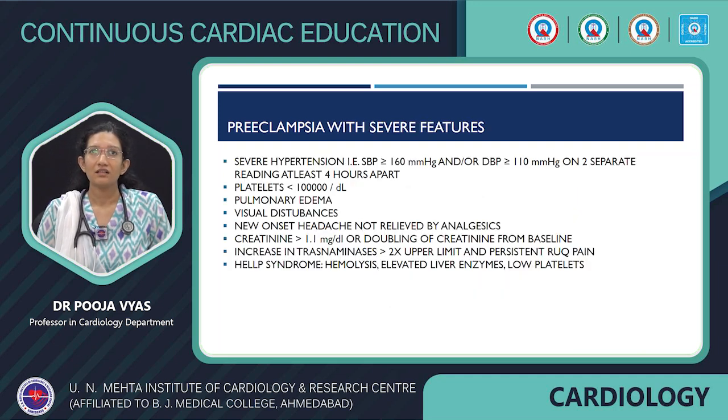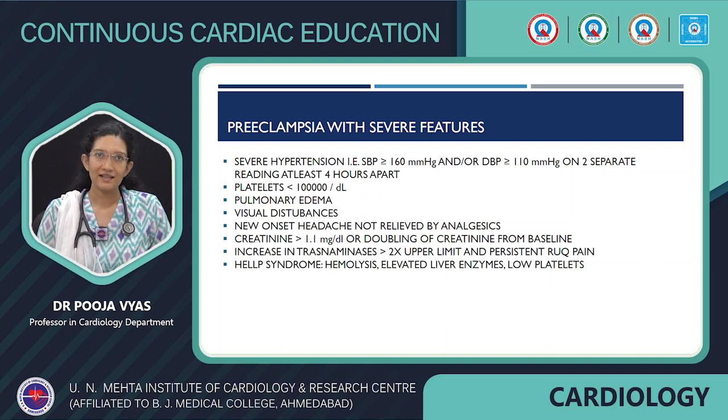There are severe features of preeclampsia. To diagnose preeclampsia with severe features, these features should be present. Severe hypertension is characterized by systolic blood pressure of more than or equal to 160 millimeter of mercury and/or diastolic blood pressure of more than or equal to 110 millimeter of mercury. It should be present on at least 2 separate readings, taken at least 4 hours apart.